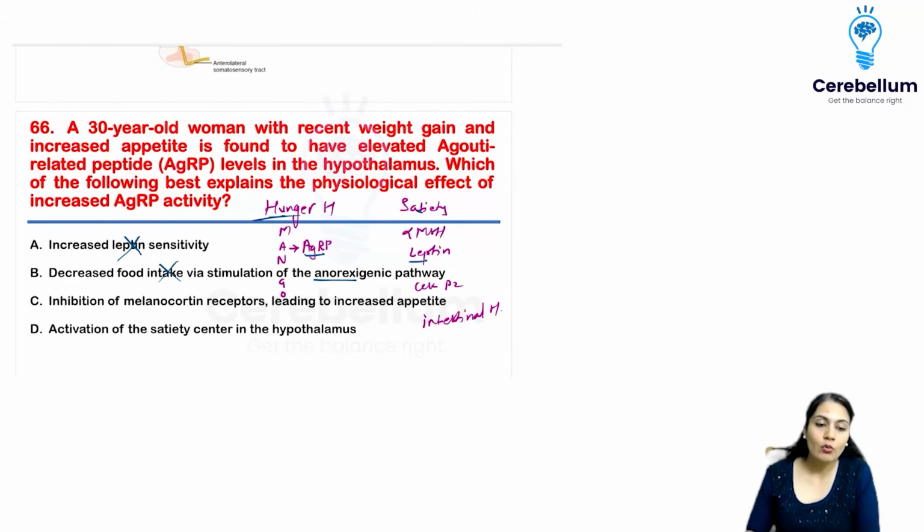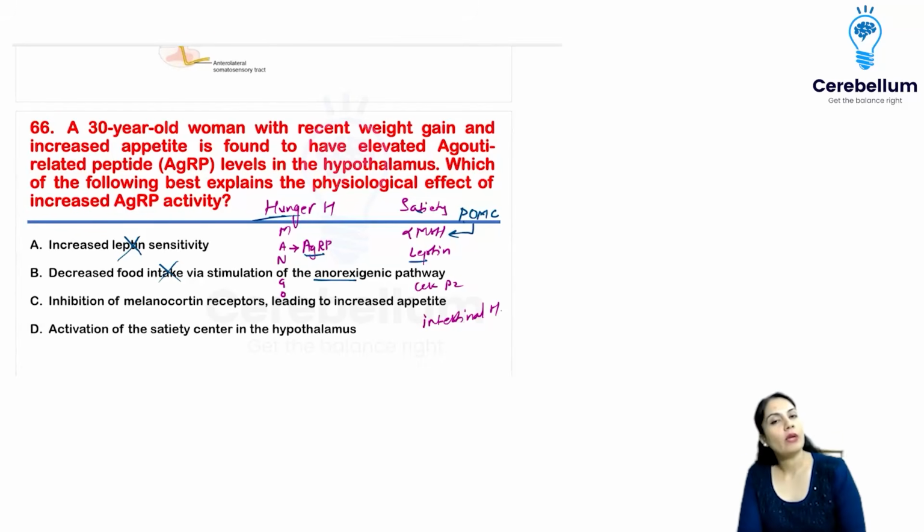Inhibition of melanocortin receptor leading to increased appetite. See, the melanocortin receptors are usually present in this area, that is POMC, pro-opiomelanocortin. Pro-opiomelanocortin is going to release alpha MSH. So yes, the AgRP is going to inhibit my alpha MSH. Usually the satiety hormones, they're going to inhibit the hunger areas.